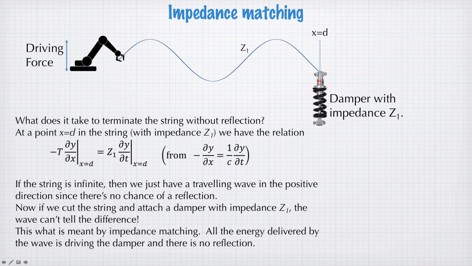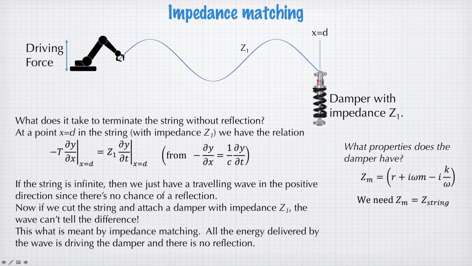So what properties must this damper have? Well, the mechanical impedance of a damped oscillator is given by this, and we need this system here to have the same impedance as the string. In other words, we must have this equality here. So the impedance of the string, Z1, is given by the square root of the tension multiplied by the linear density. So what that means is the mass must be 0 and the spring constant must be 0, because this is real, so these imaginary parts here must be equal to 0.